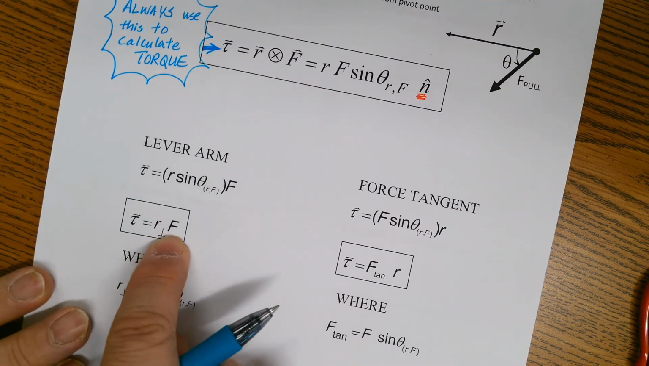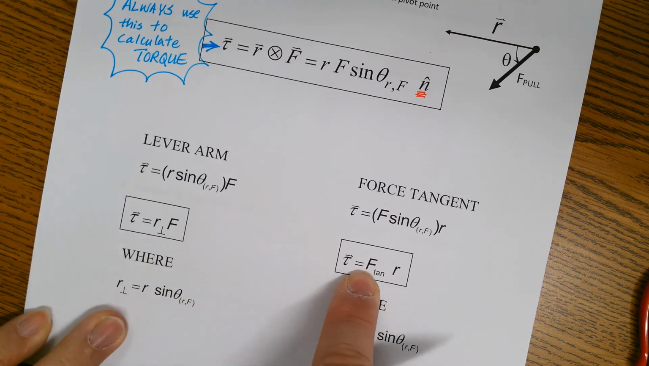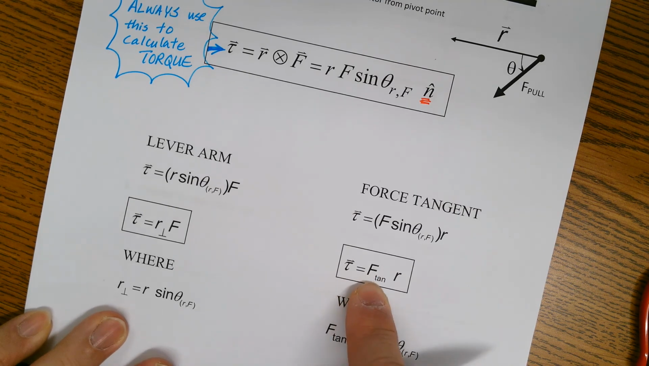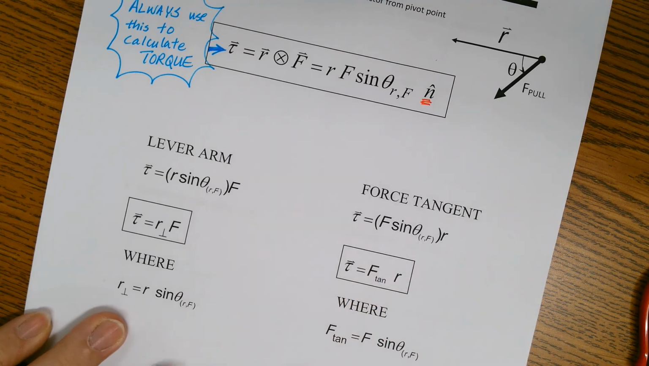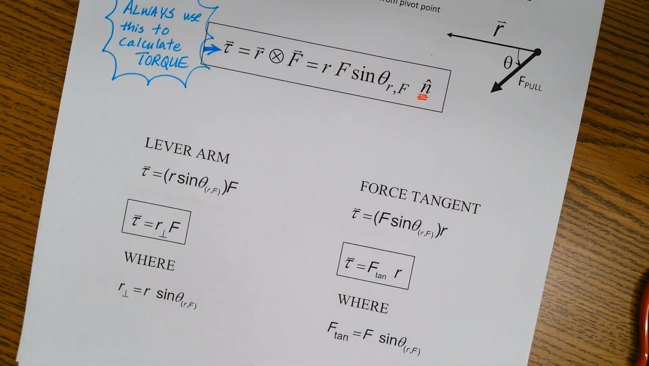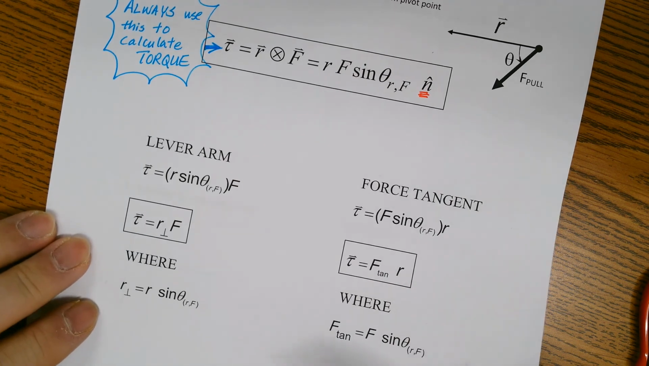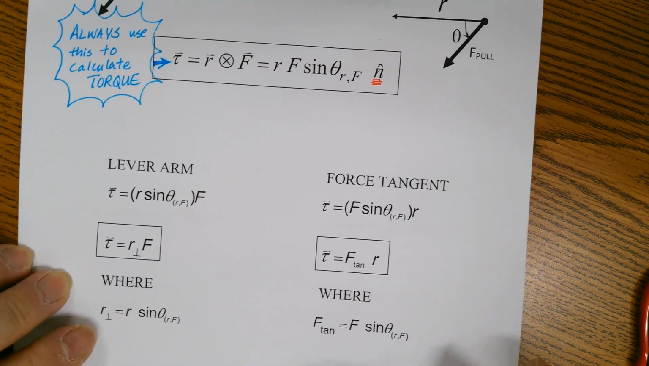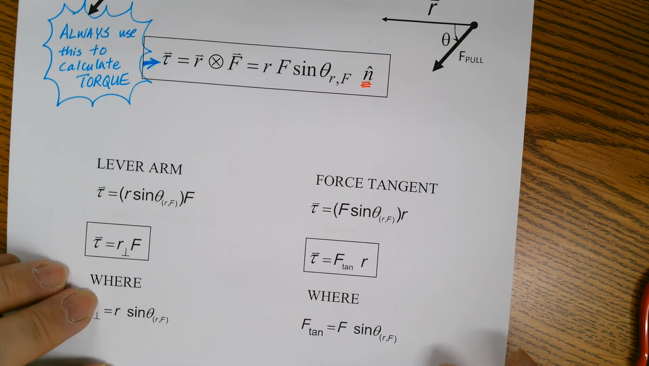So r perpendicular times f, or f tangential, which is basically the perpendicular component of my force, times r. So they're both the same thing. So whichever you want is the one you want to do.